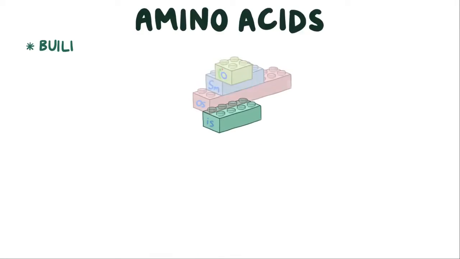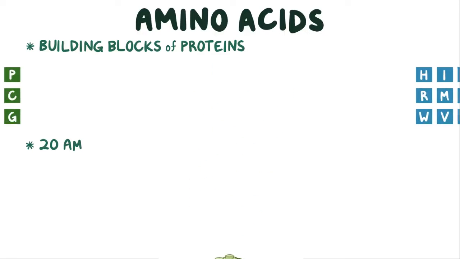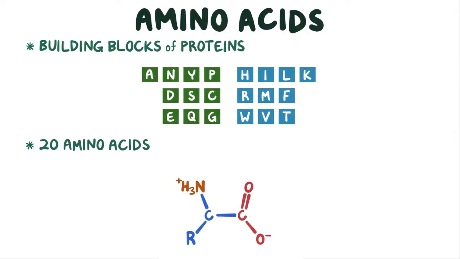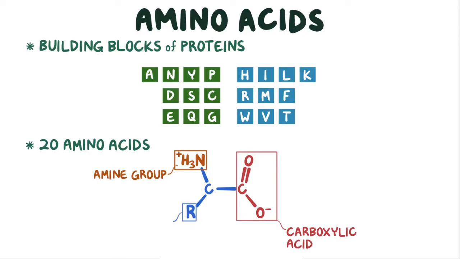Amino acids are the building blocks of proteins. And just like how you can make lots of words with a finite alphabet, it's possible to make lots of proteins with just 20 amino acids. Each amino acid has a nitrogen containing amine group and a carboxylic acid, hence the name amino acid. Each amino acid also has a unique side chain that's kind of like the amino acid's fingerprint.